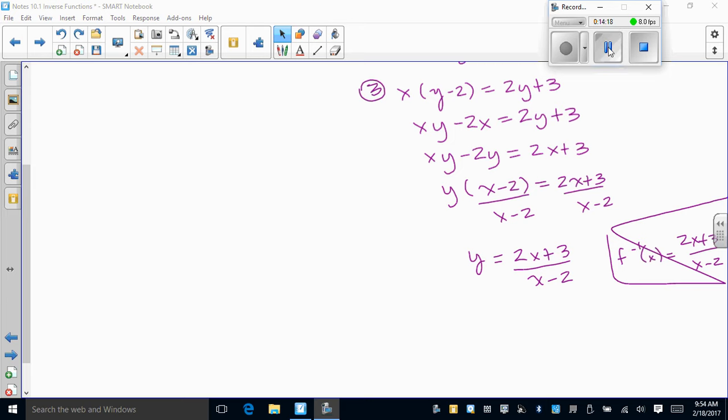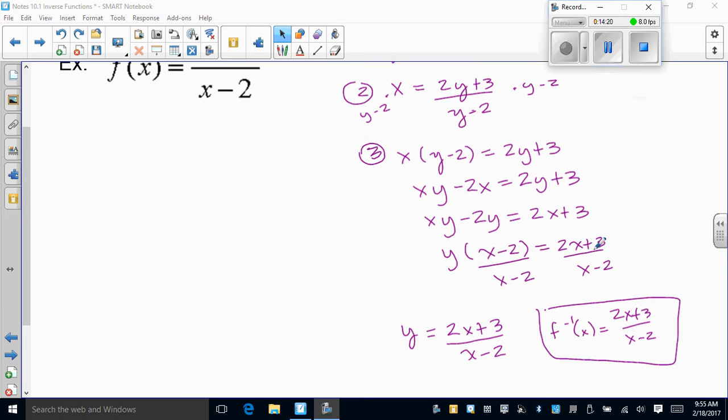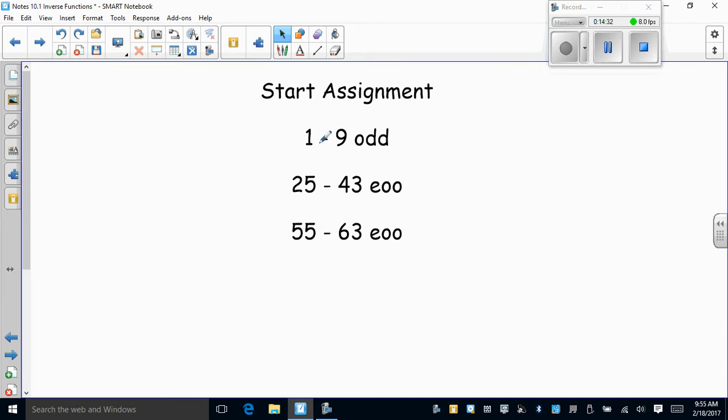But there you go. Now this can get us started on the homework. We'll split this in 2 days. So you can start your homework 1 through 9 odd, 25 through 43 every other odd, and then 55 through 63 every other odd. Okay, good luck on that.